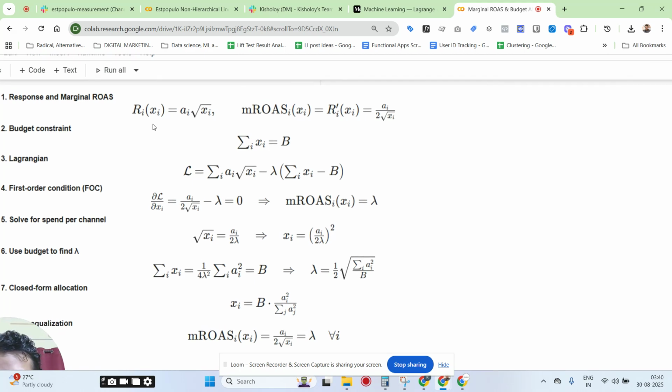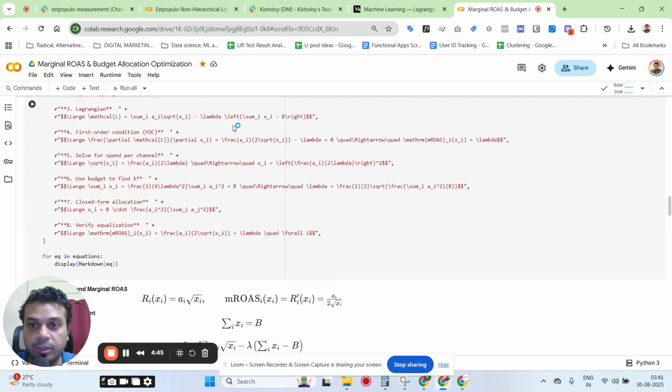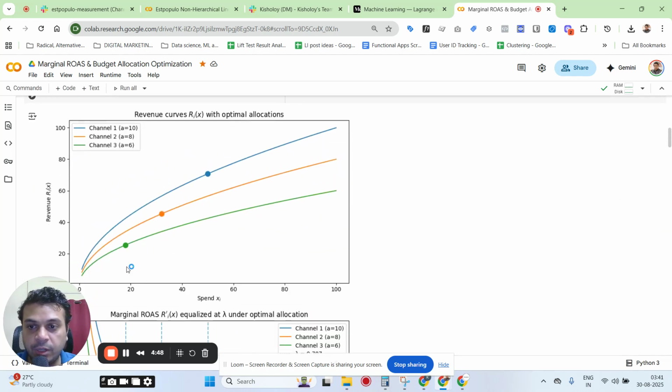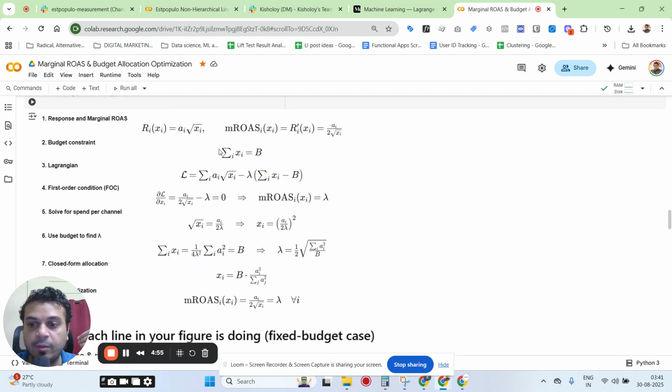So revenue is a function of the spends of the channels x_i, and it has this coefficient alpha_i. So revenue by spend will give you ROAS, but alpha_i here is your coefficient for this revenue. That's basically how it has been defined. And root over x_i actually gives the shape of the curve. So if I go back to the response curve here, you can see that diminishing returns effect, because root over x simply means that the power is less than 1, right?